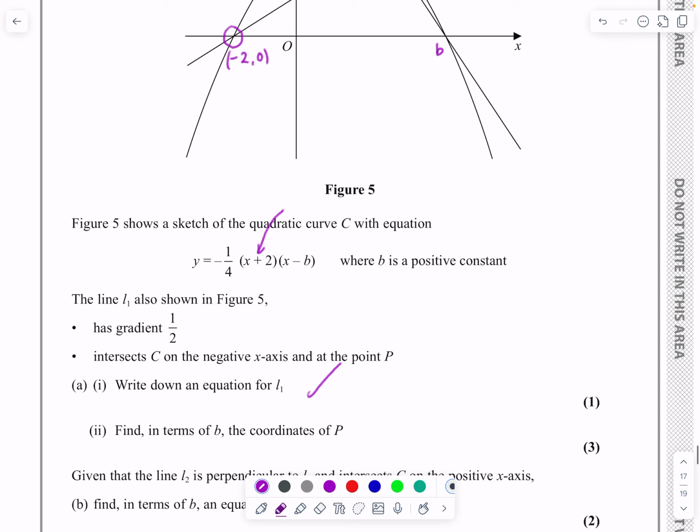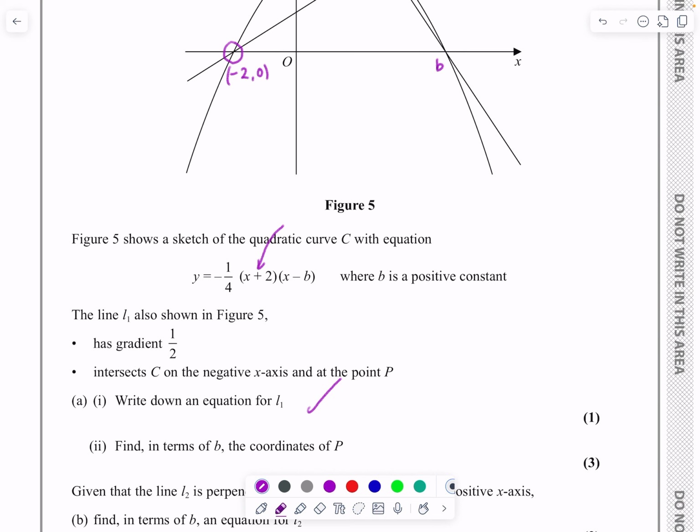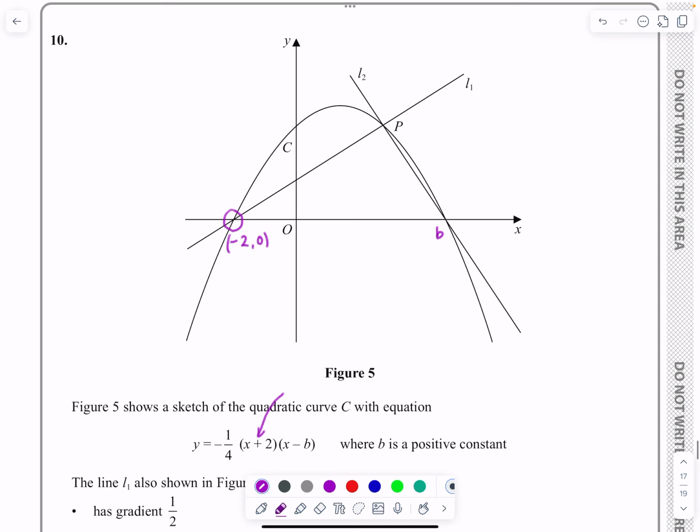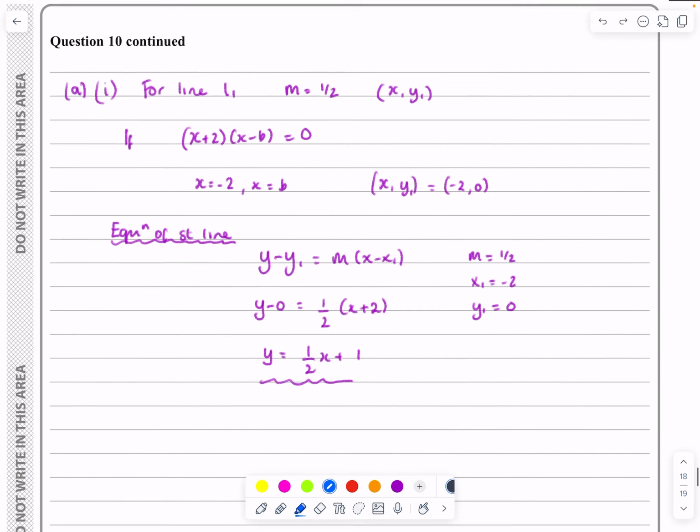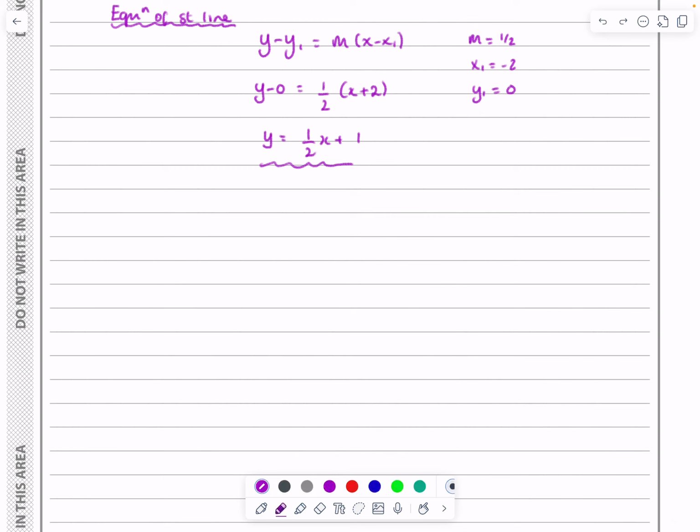Now for part 2, it says, can we find, in terms of b, the coordinates of P? So I want to work out this point here. Now the key thing about this point, or one of the key things about this point, is I can see this is where L1 meets the curve. And if it's where L1 meets the curve, I can solve that algebraically. Let's explain to the examiner what I'm doing. So part 2, I'm going to say for P, L1 meets the curve C.